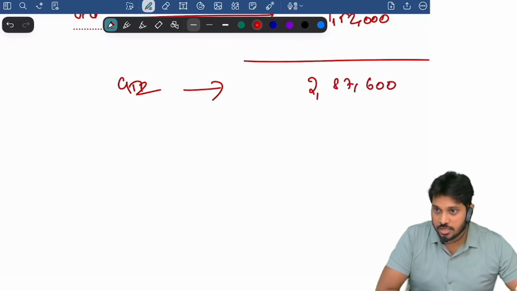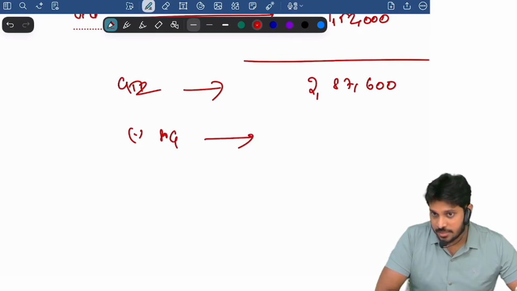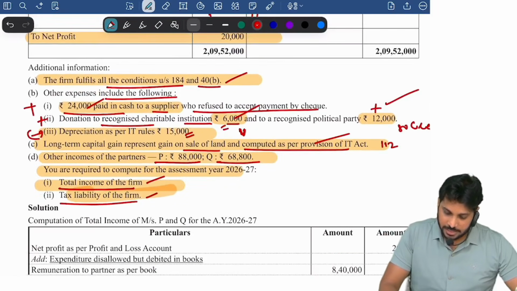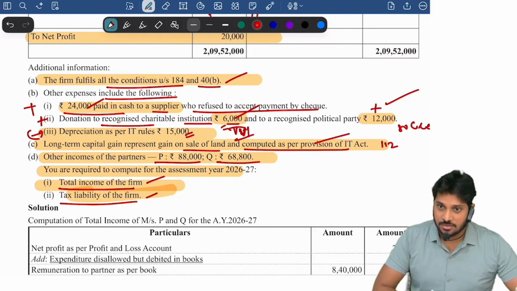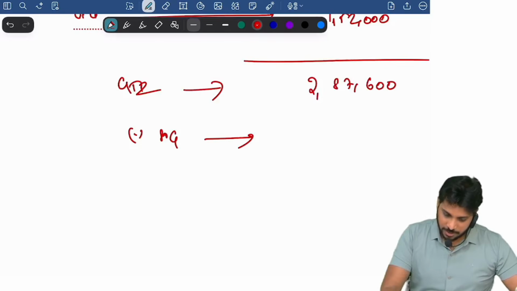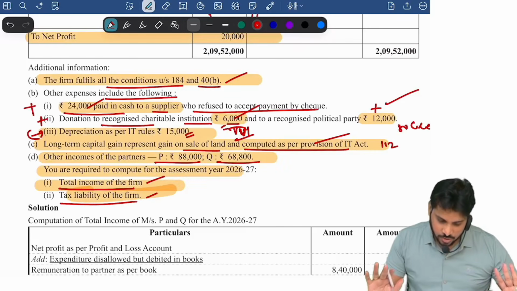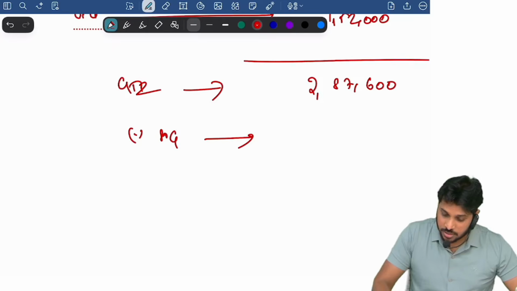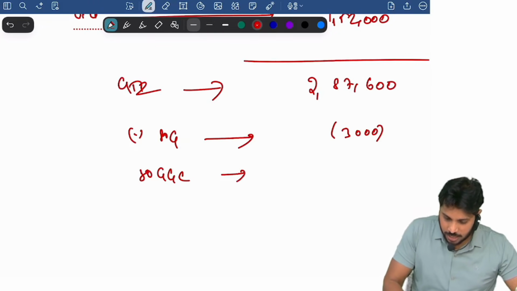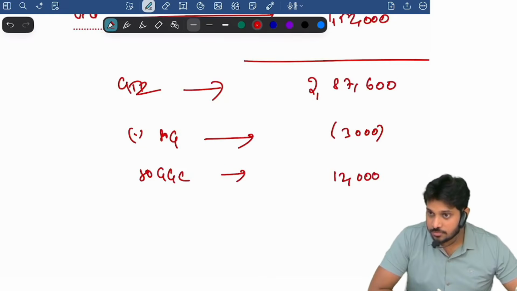2,87,600 is gross total income. Minus 80G, Chapter 6A: payment to charitable trust. This is a category 4 deduction. Category 4 is only 50%. 6,000 at 50%. By the way, is it paid by cheque or not? Just check it out once. Nothing is given. I assume it is paid by cheque. So 3,000 I will get as deduction under 80G. Then under 80GGC I will get a deduction of 12,000. Yes or no?